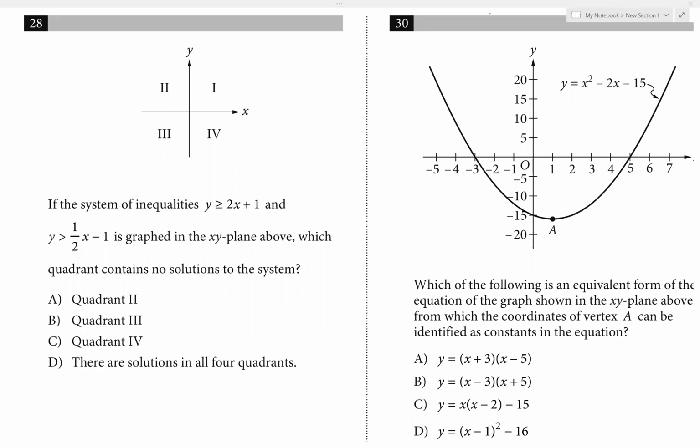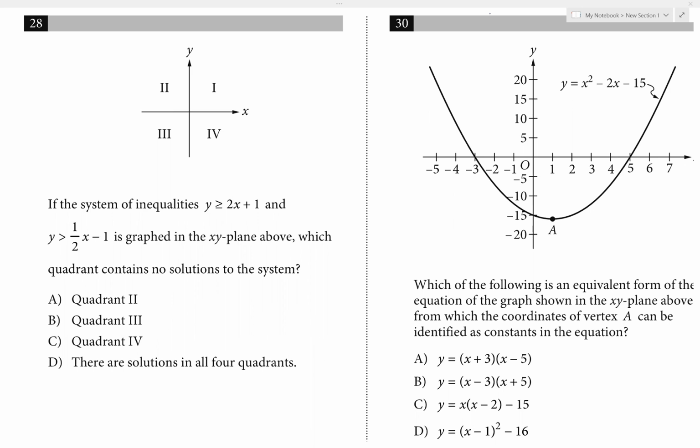Okay, question 28. If the system inequality y is greater than or equal to 2x plus 1 and y is greater than 1 half x minus 1 is graphed in the xy plane above, which quadrant contains no solution to the system? All right. So if we look at this, we have a system inequality.